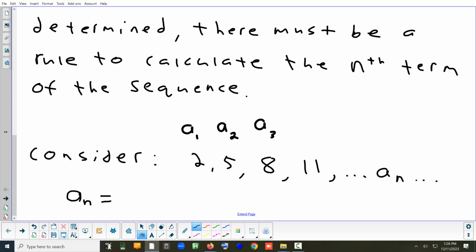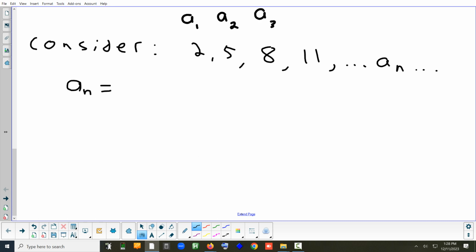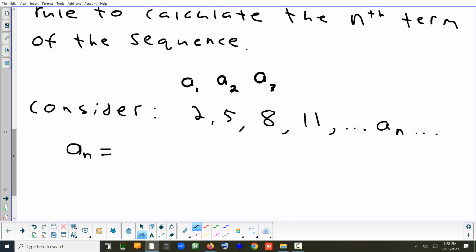See if we can find a pattern for the nth term. If we can find a pattern that predicts any term that we want to know. Okay, so what does it look like the pattern is here? A couple ways you can look at it. They increase by 3. So you take the one before the one you want to know, and you add 3.